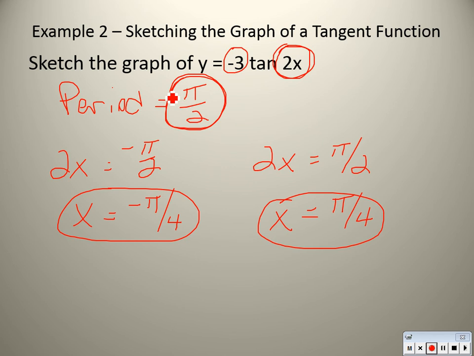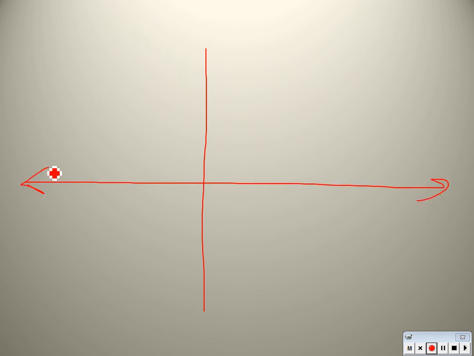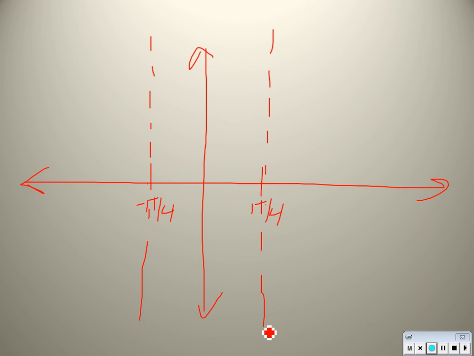So as far as the graph goes, I'm going to give myself some room on both sides of the y-axis. Here's negative pi over 4, so I have a vertical asymptote that goes through there. Here's positive pi over 4, and the same thing, I have a vertical asymptote that goes through there. Now the midpoint between these two is once again going to be 0, so that's here.